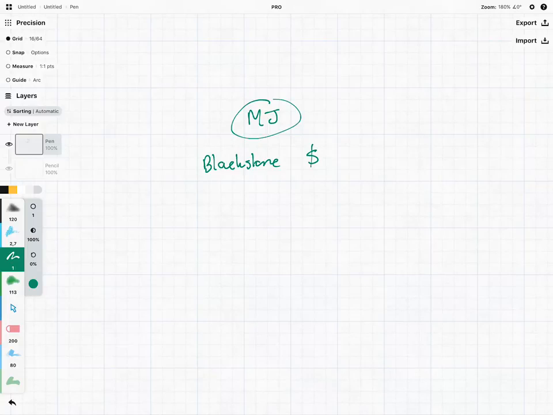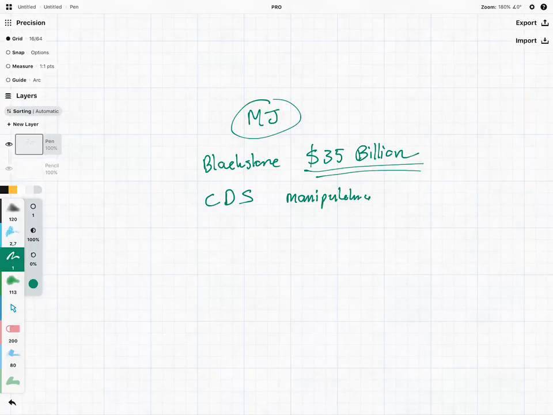a pretty large asset management fund. They've got something like $35 billion under management. So very big, very big. What we're going to be seeing in this video is they're using an instrument known as a credit default swap, and they are manipulating the market with it.